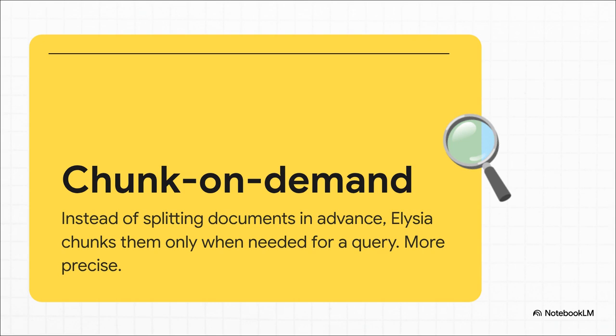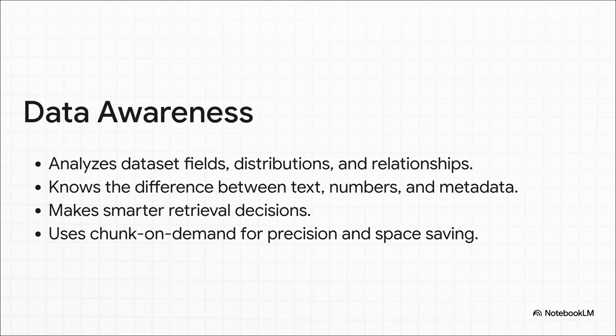All right, let's get a little technical for a second, but stick with me because this is a big deal. Chunk on demand. Normally with AI, you have to pre-process all your documents, chop them up into these little fixed-sized pieces. Elysia is way smarter. It only creates these chunks from the relevant documents right when it needs them for your specific query. The result is just way more precise and context-aware. This is all part of a bigger concept they call data awareness. See, when you connect Elysia to your data, it doesn't just sit there. It actively inspects everything. It looks at the fields, the data distributions, the relationships between different pieces of information, and it uses all that knowledge, along with cool tricks like chunk on demand, to make much, much smarter decisions.